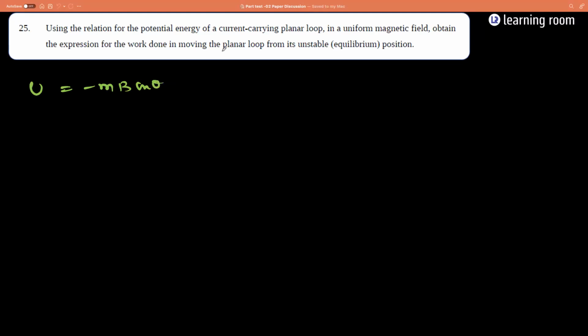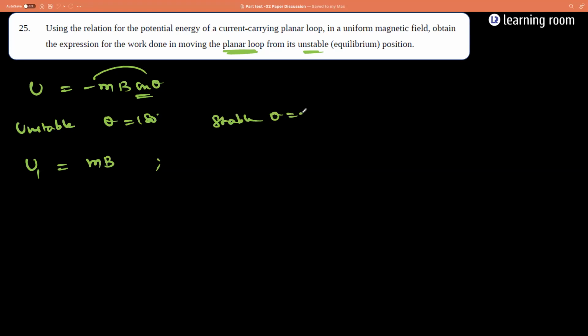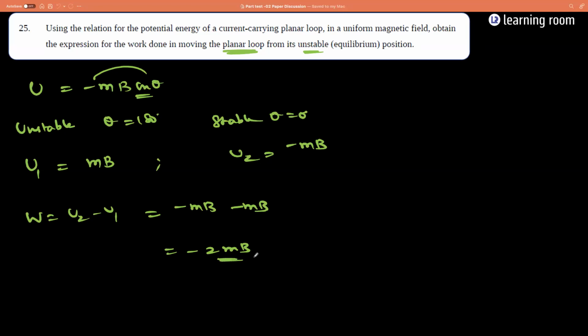So what are they asking? Expression for work done moving a planar loop from its unstable equilibrium to a stable equilibrium. For unstable equilibrium, what is the value of theta? It is 180 degrees. So what is the value of U1? Initially, the energy possessed is MB, because cos 180 is minus 1, minus of minus 1 is going to be plus 1. When it goes to stable condition, theta will be equal to 0 degrees. So U2 will be equal to minus MB. So what is going to be the work done? Work done is equal to U2 minus U1, which is minus MB minus MB. So the answer will be minus 2MB.